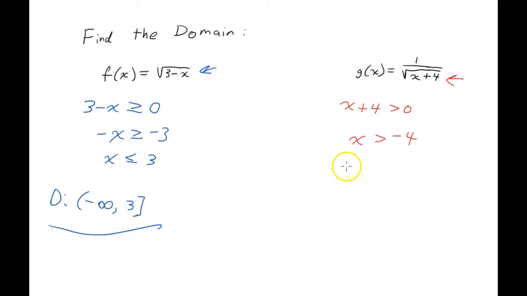So now we can write this domain in interval notation. We begin, I almost fell to the trap there. We are not including negative 4, so we have to use a rounded bracket, or rounded parenthesis, and say negative 4 to infinity, everything greater than negative 4. And that's our domain of the next one.